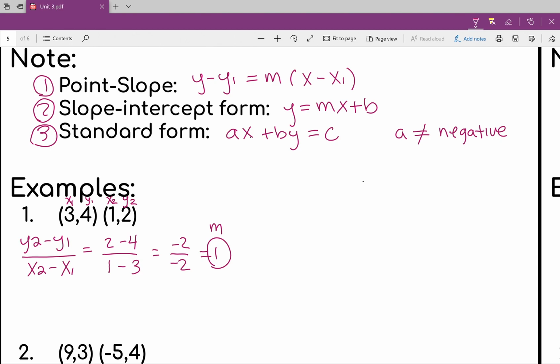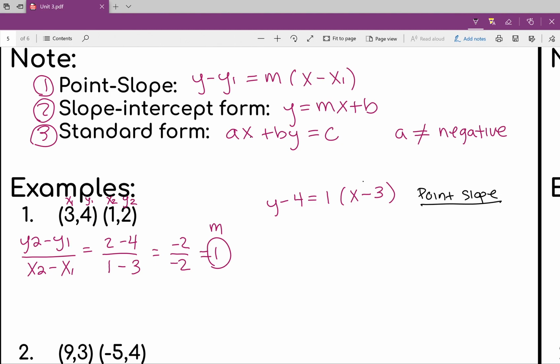So this 1 right here is my m value, my slope. And then I can use my x1 and my y1 point to plug into my point slope formula. So I have y minus y1, which is 4, equals 1, because that's my m value, and then x minus 3, which is my x1 value. This first form right here is point slope. So that could be one possible answer.